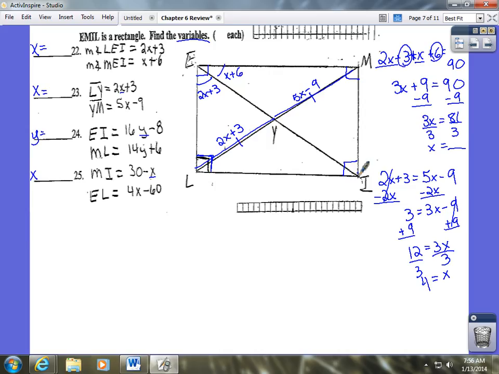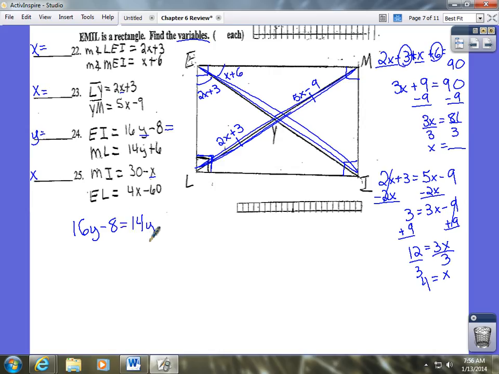Alright, our third problem, EI, that's this whole section here. That equals 16y minus 8. And ML, which is this whole section here, equals 14y plus 6. Okay, to solve this one, you have to know that the diagonals in a rectangle are equal. So that equals that one. So all it is, is setting it up. 16y minus 8 equals 14y plus 6. And then solving it algebraically.